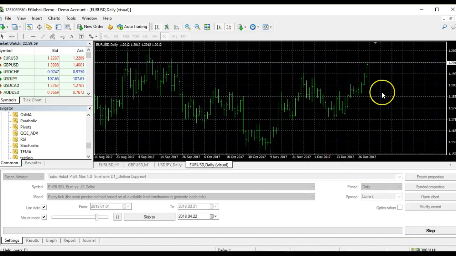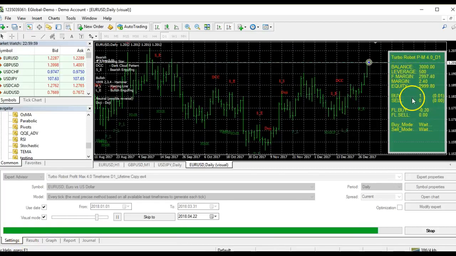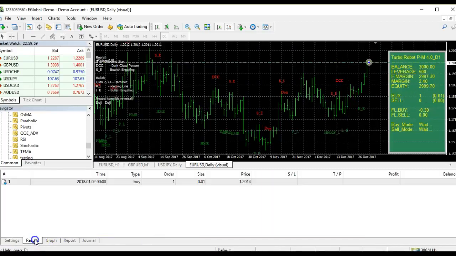So you can see that it is opening now, and it is open straight away with a buy trade on the second day, after selecting the date. Here you can see the balance that I have, the leverage, and also the buy trade. I have one buy trade over here, and I'm expecting to earn only $1 before that trade closes.